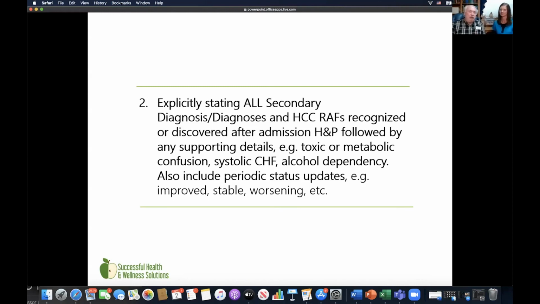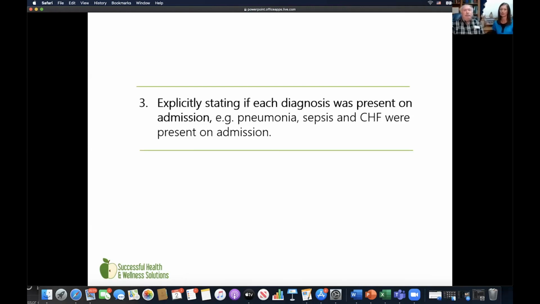Carrie, since we haven't defined it for our viewers, would you define HCC and RAFs? Yes, HCC is hierarchical condition category, and RAF is risk adjustment factor, which is any diagnoses that will risk adjust. Very good.